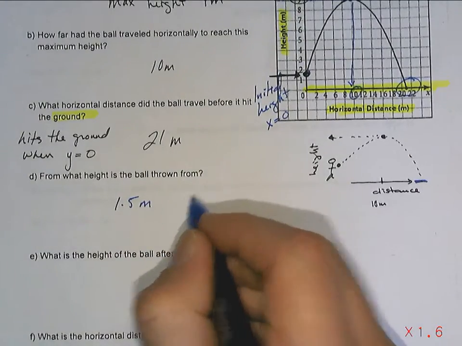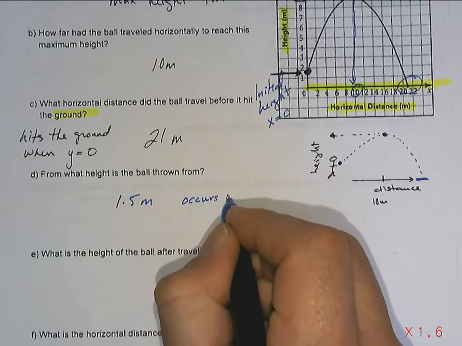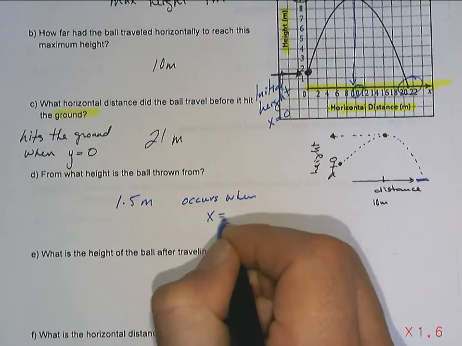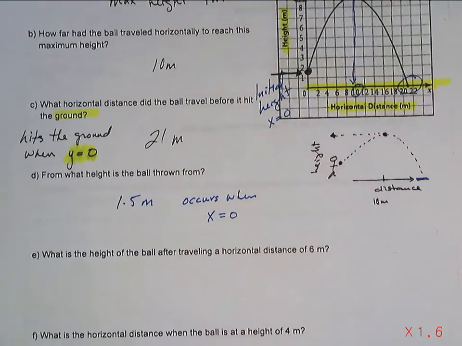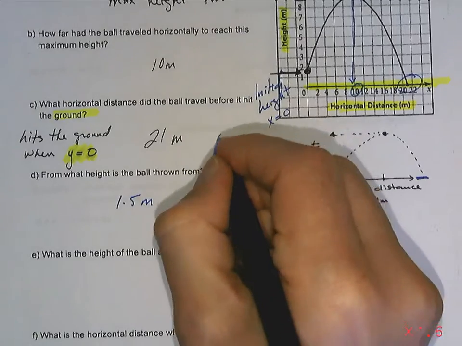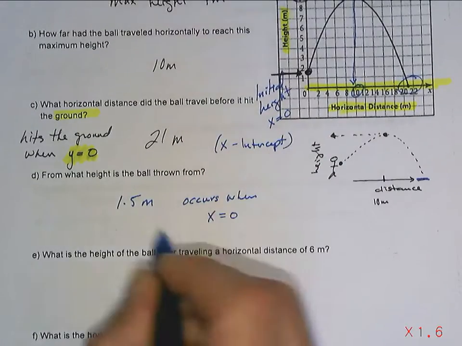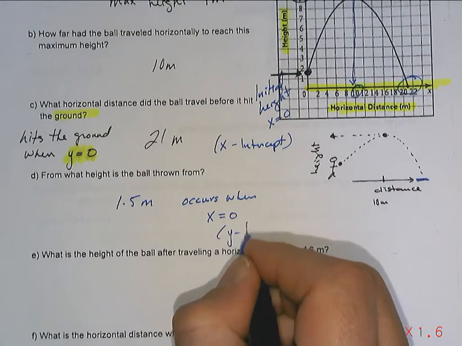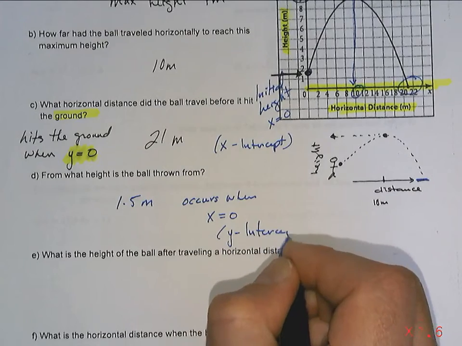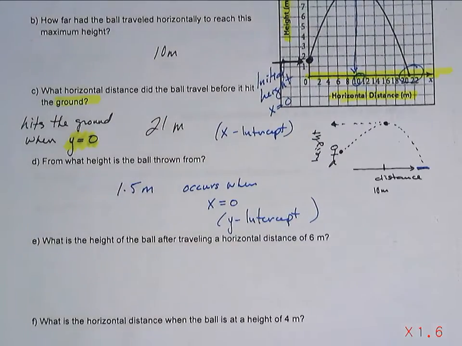And so if this occurs when x equals 0, notice that this occurs when y equals 0. That means that the top one is actually an x-intercept. And the bottom one, since it occurs when x equals 0, is actually a y-intercept. And that's where it crosses both of those axes.